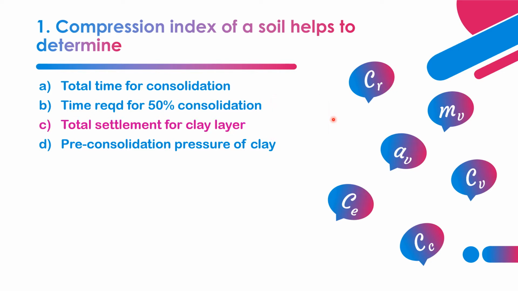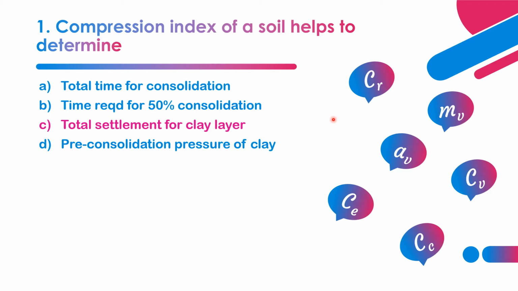So the correct option is option C, total settlement for clay layer is determined using compression index. How? Because total settlement means it represents the del H value. Del H is equal to Cc by 1 plus e naught, H naught, log of sigma naught bar plus del sigma bar divided by sigma naught bar. So this is how Cc is used to determine the del H, that is total settlement for clay layer.